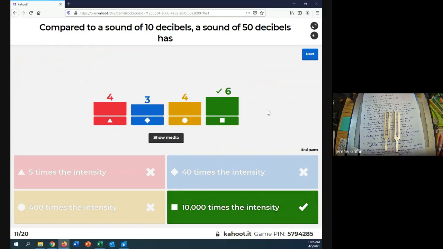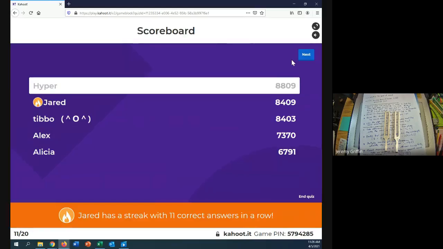I do remember this too, that every time you change by 3 decibels, that's like doubling the loudness. So for example, if you go from 50 to 53 decibels, that's twice as loud. 53 to 56 decibels, it's really more like 1.995, something like that.